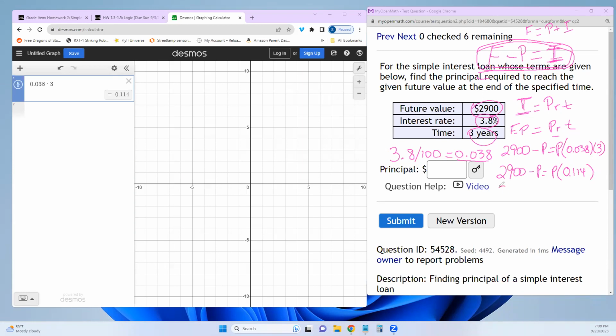I'm going to rewrite this as 0.114p. The reason I can switch it is that with multiplication, order doesn't matter. 2 times 3 is 3 times 2. You can swap it around. 10 times 20 is 20 times 10. So p times 0.114 is 0.114 times p.